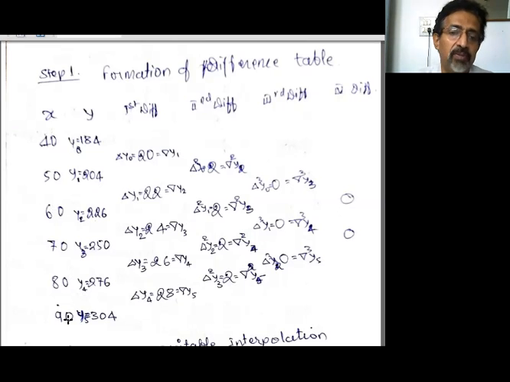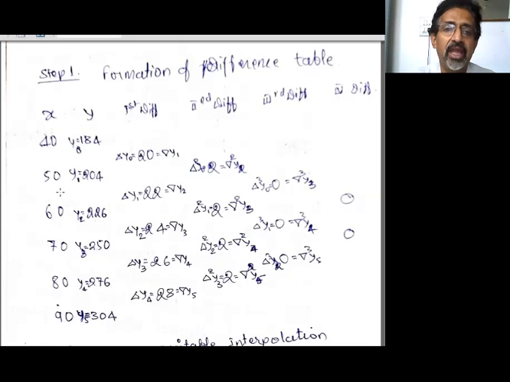In the first column, I write the value of x. In the second column, I write the corresponding values of y. So for x equal to 40, y is 184. For 50, it is 204. For 60, it is 226. For 70, it is 250. For 80, it is 276. And for 90, it is 304. So x0, x1, x2, and so on up to x5 are there, with the corresponding y values.